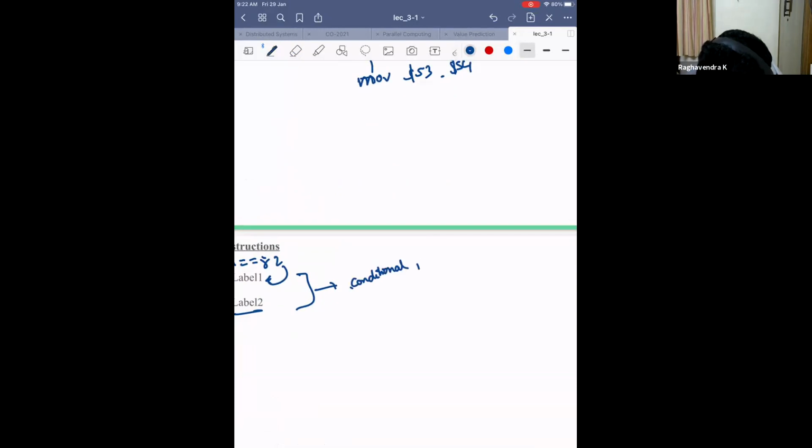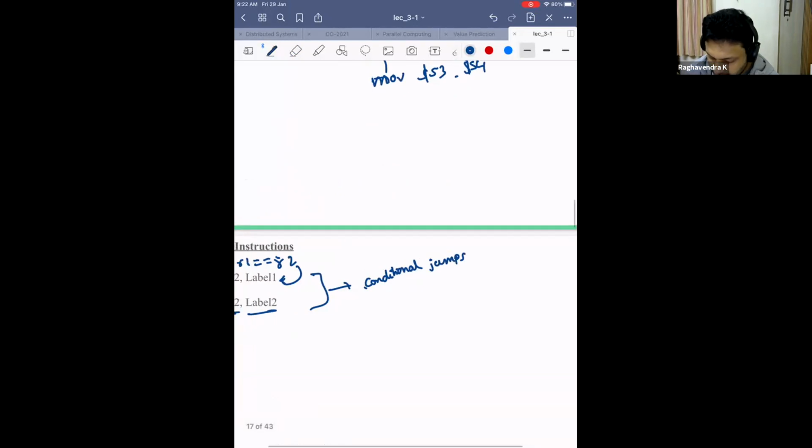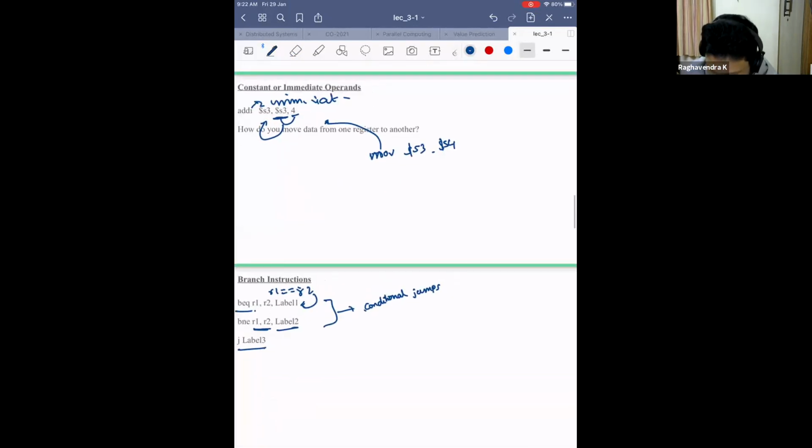Yeah, so these are something called conditional jumps. And why do I call them conditional jumps? Because I am testing for some condition, whether R1 is equal to R2, or R1 is not equal to R2, or whether there is a 0 flag that is set, branch not 0 or something like that. We also have something like this where it is an unconditional jump.